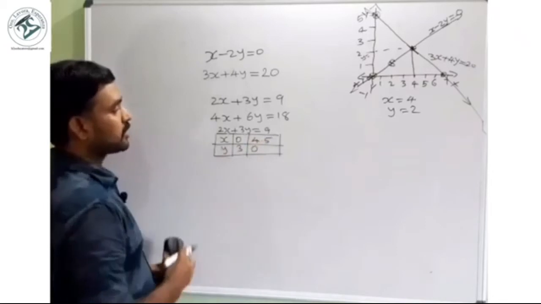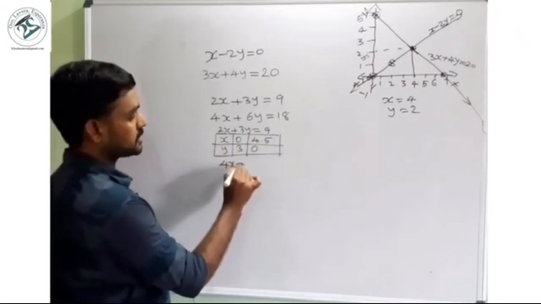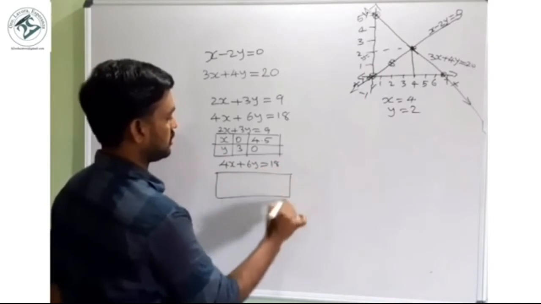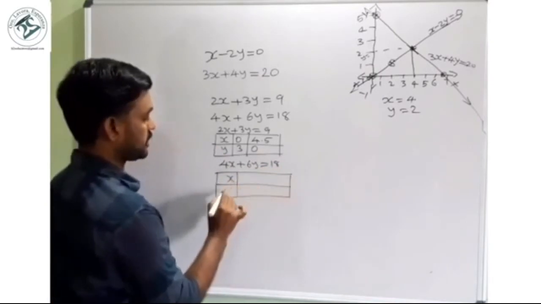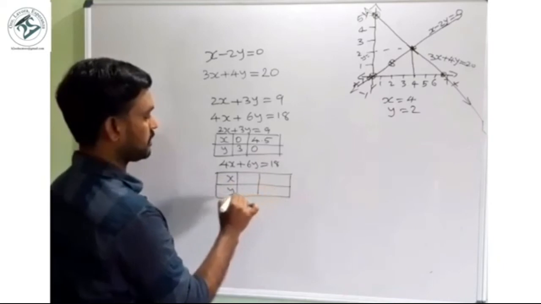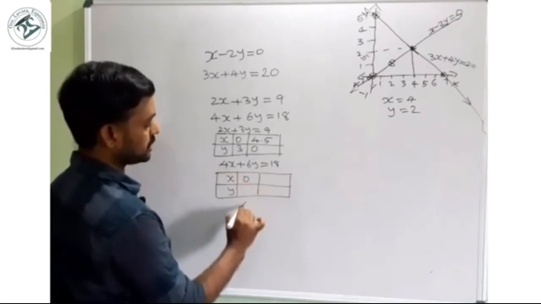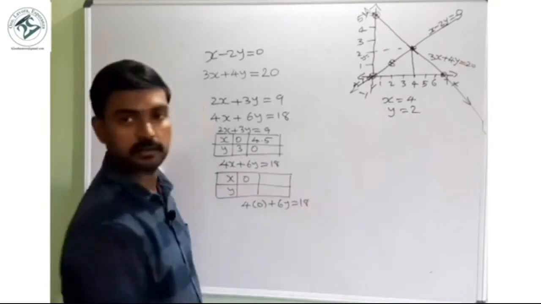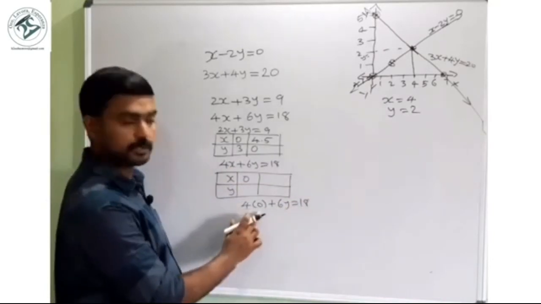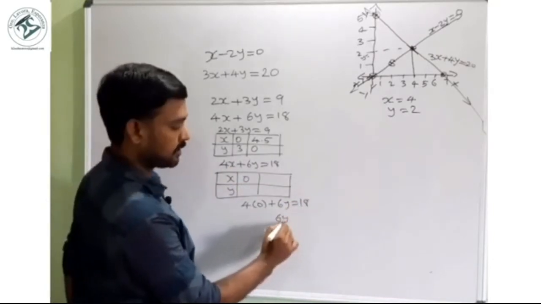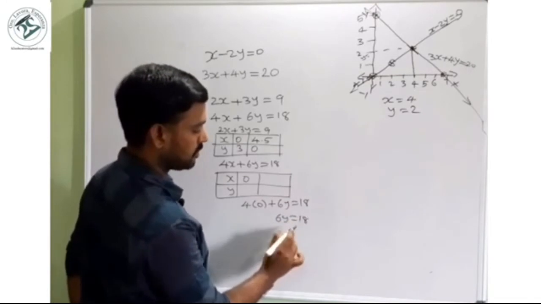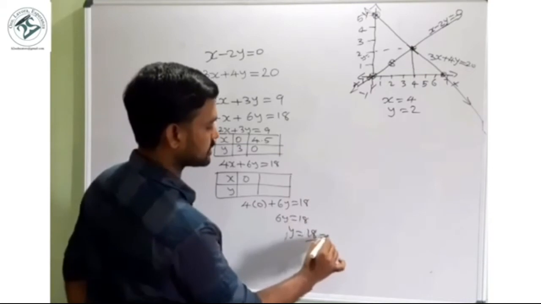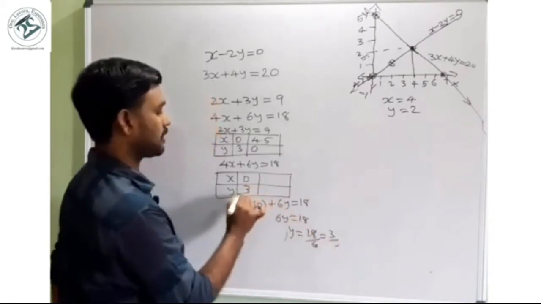Now we can go for the second equation, 4x plus 6y is equal to 18. x, y. When x is equal to 0, this equation becomes 4 into 0 plus 6y is equal to 18. The first term will be 0 because 4 into 0 is 0. So 6y is equal to 18. So y is equal to 18 divided by 6. We know 3 sixes are 18. So y is equal to 3.